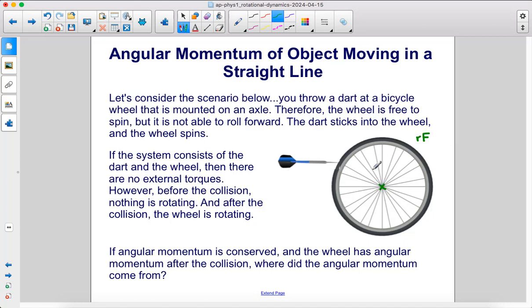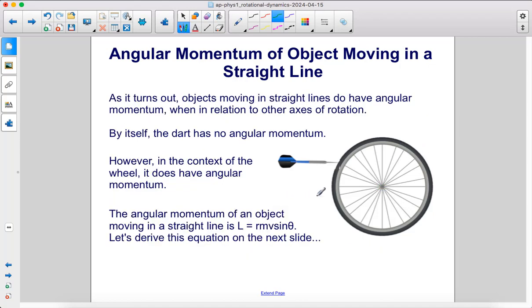However, before the collision, the wheel's not rotating. Neither is the dart, nothing's rotating. After the collision, the wheel is rotating. If angular momentum is conserved due to the fact that there's no external torques, and the wheel has angular momentum after the collision, where did the angular momentum come from? As it turns out, objects moving in straight lines do have angular momentum in relation to other axes of rotation. By itself, the dart has no angular momentum. However, in the context of the wheel, it does have angular momentum.